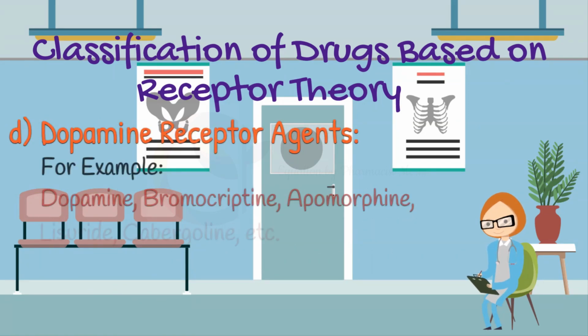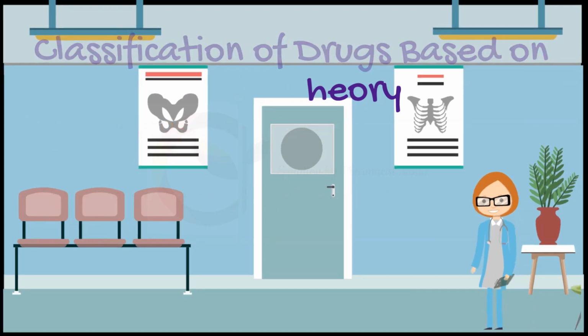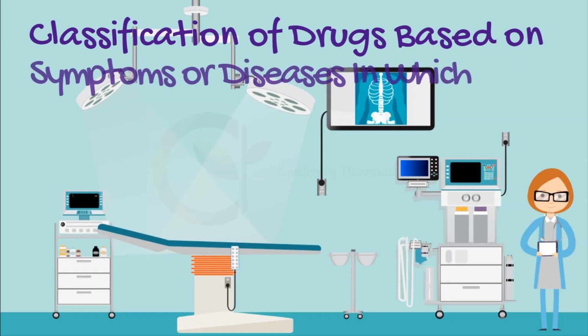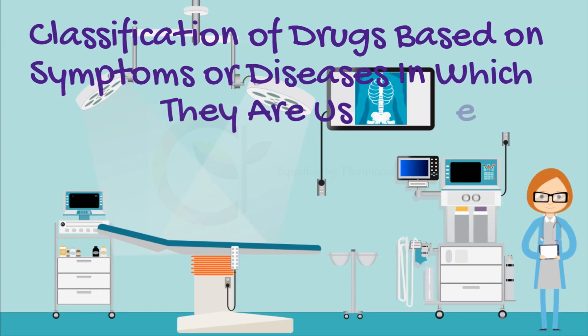Dopamine receptor agents. For example, dopamine, bromocriptine, apomorphine, lisuride, cabergoline, etc. Alongside it is classification of drugs based on symptoms or diseases in which they are used. Drugs are also classified on the basis of symptoms or diseases in which they are used.